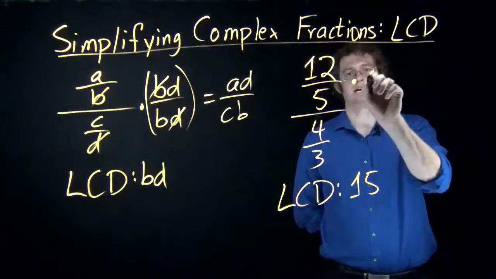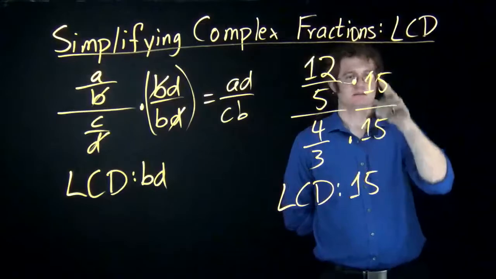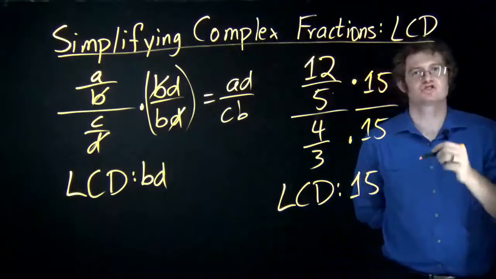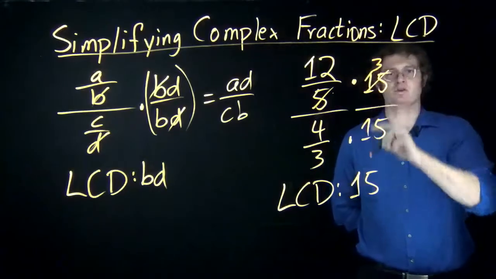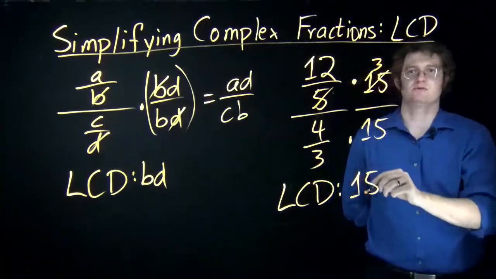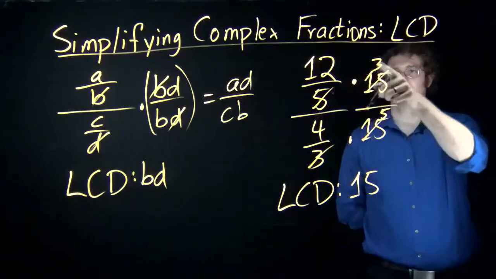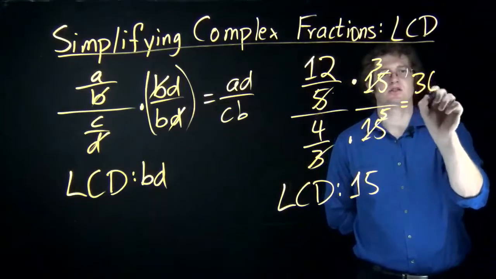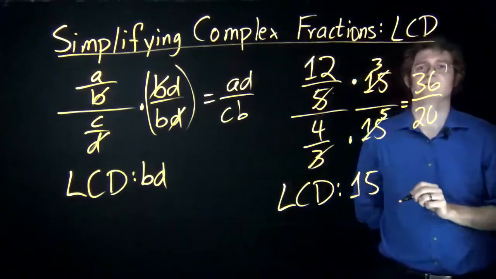Therefore, I'm going to multiply the top by 15 and the bottom by 15, because I can't change it. It's still just 1. 5 and 15, this cancels, leaving me with a 3 left over. 3 and 15 cancel out, leaving me with a 5 left over. So 12 times 3, this gives me 36. 4 times 5, this gives me 20.